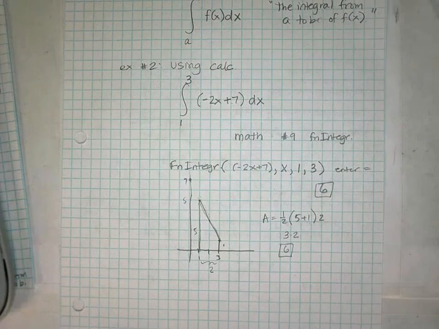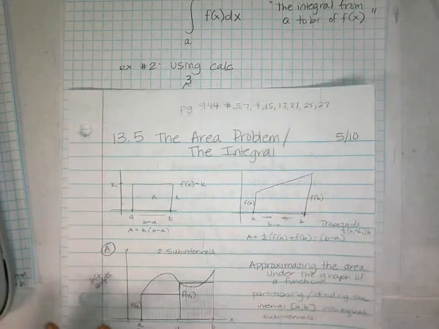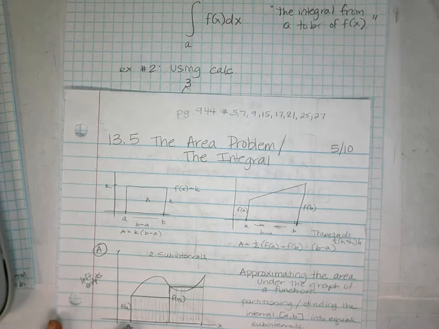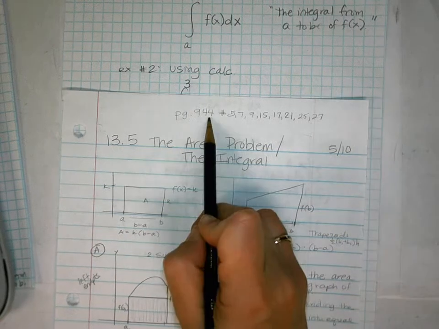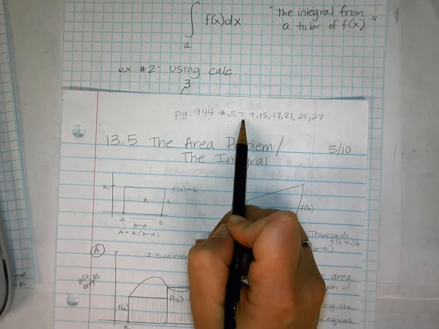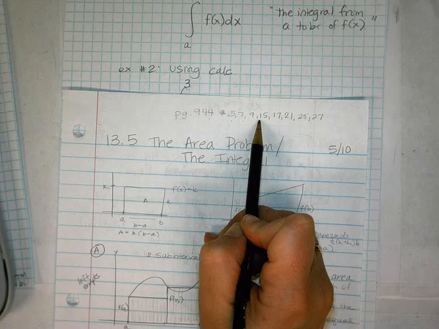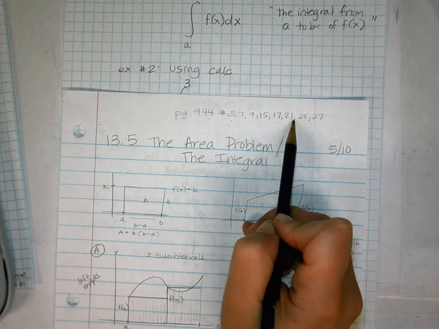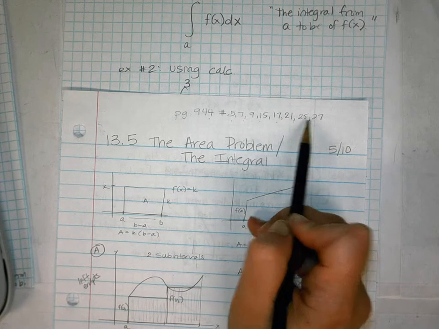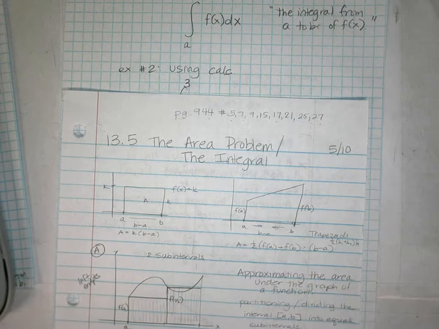All right, the assignment itself, I will give you right now. The assignment is page 944, numbers 5, 7, 9, 15, 17, 21, 25, 27. Email me over the weekend if you have any problems, and we're going to go over this on Monday. Good luck!